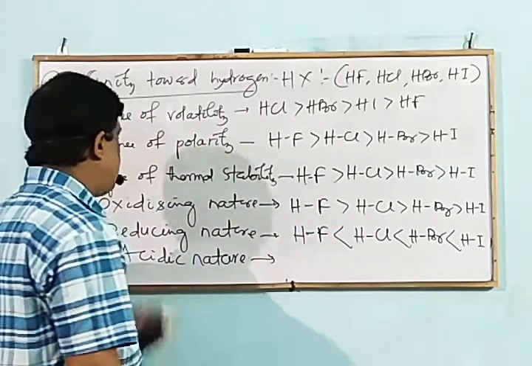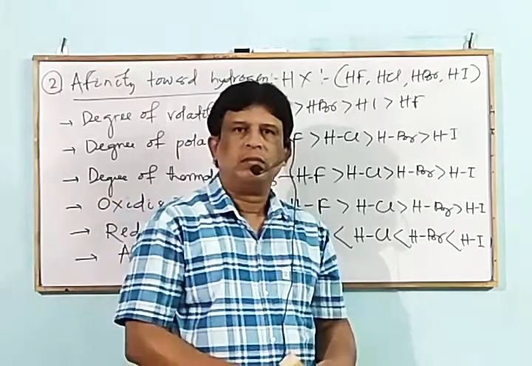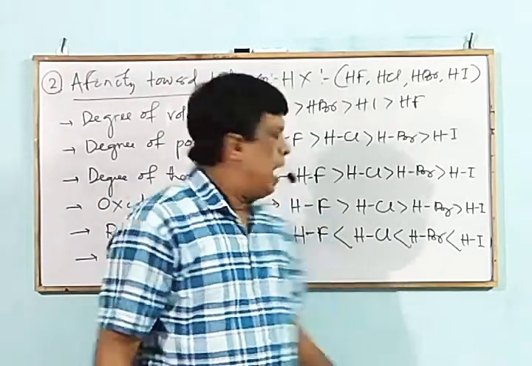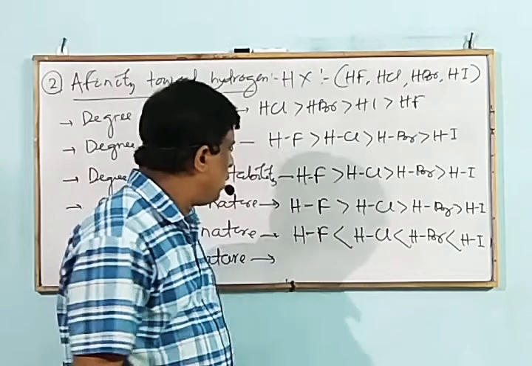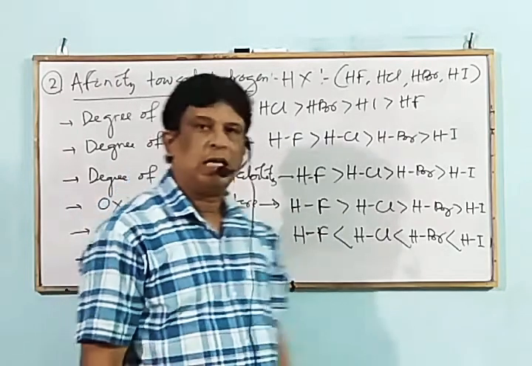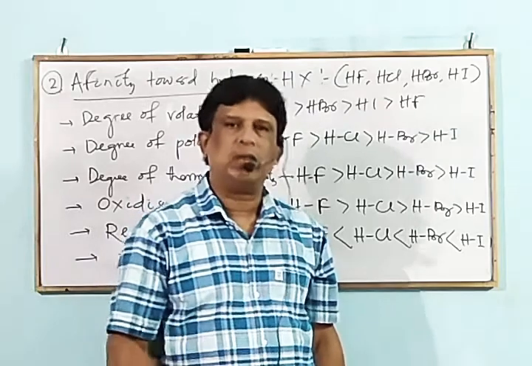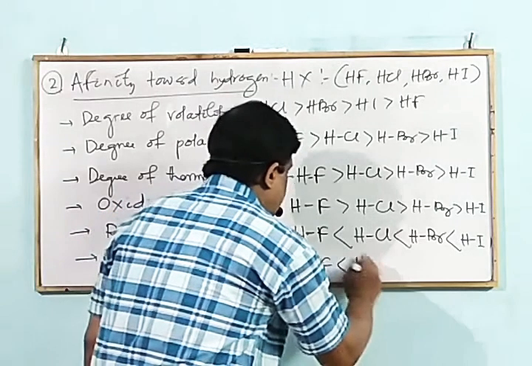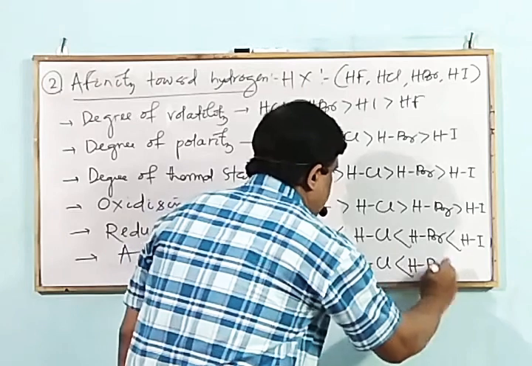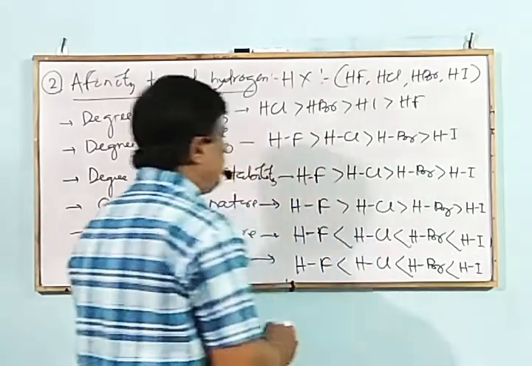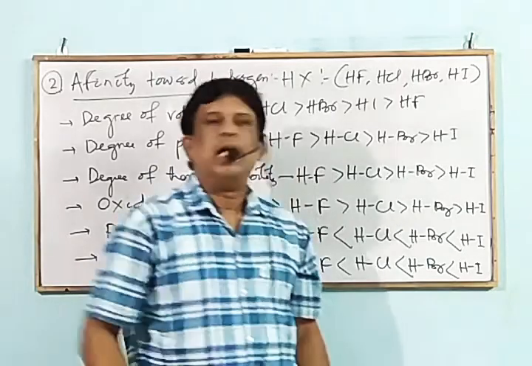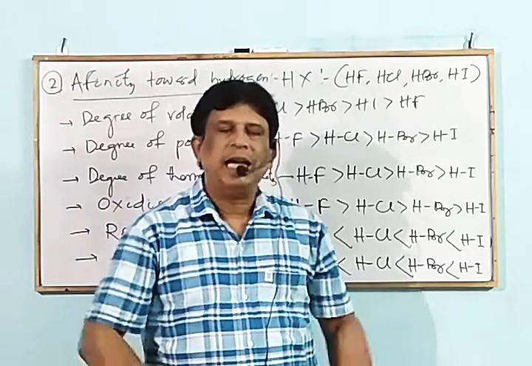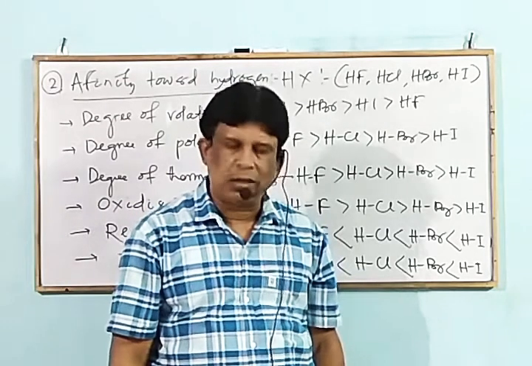Last one is acidic nature. In dry state they do not behave as acids. In moisture, in aqueous solution they behave as acids. Due to the presence of intermolecular hydrogen bonding, bond strength is higher, and as a result the degree of dissociation and ionization is difficult. So acidic nature increases as HF, HCl, HBr, HI. These are some characteristic properties relating to the halo acids. Next chemical property, affinity for oxygen.